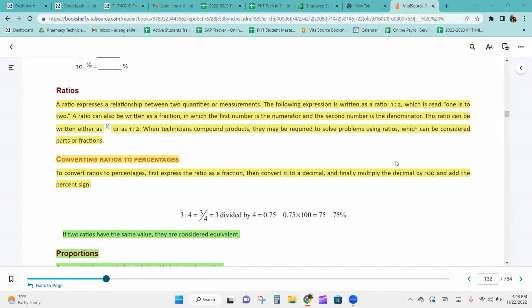A ratio expresses a relationship between two quantities or measurements. The following expression is written as a ratio, 1 to 2, which is read 1 is to 2. A ratio can also be written as a fraction in which the first number is the numerator and the second number is the denominator. This ratio can be written either as 1/2 or as 1 to 2. When technicians compound products, they may be required to solve problems using ratios, which can be considered parts or fractions. So we'll go over an example.